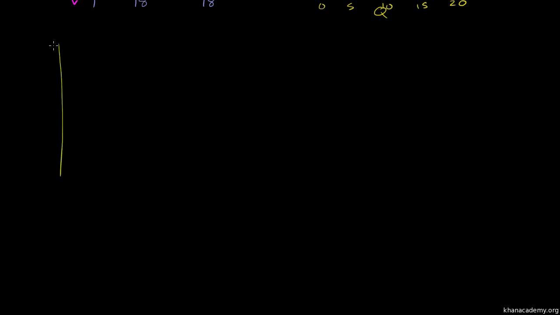So this is my price axis. That is my quantity demanded axis, quantity axis. And let me just draw an arbitrary demand curve right over here. So let's say that is my demand curve. And let's pick some price and quantities on this demand curve. So let's say that the price is up here. Let's call that P1. And then the quantity demanded, let's call that Q1.